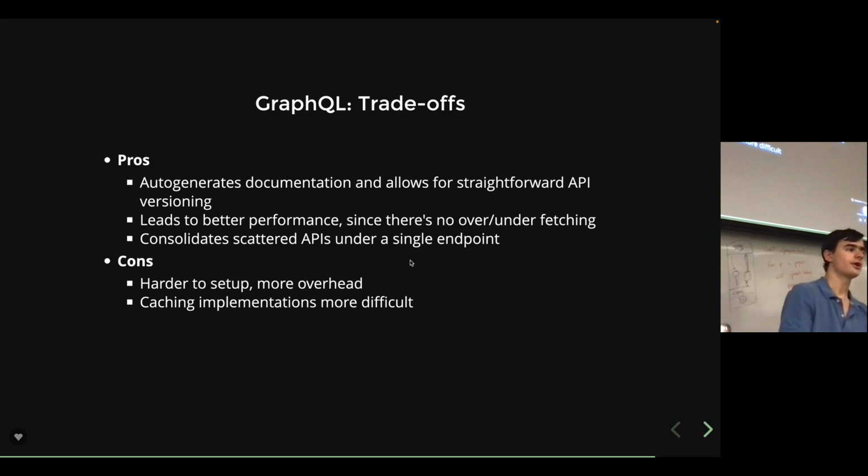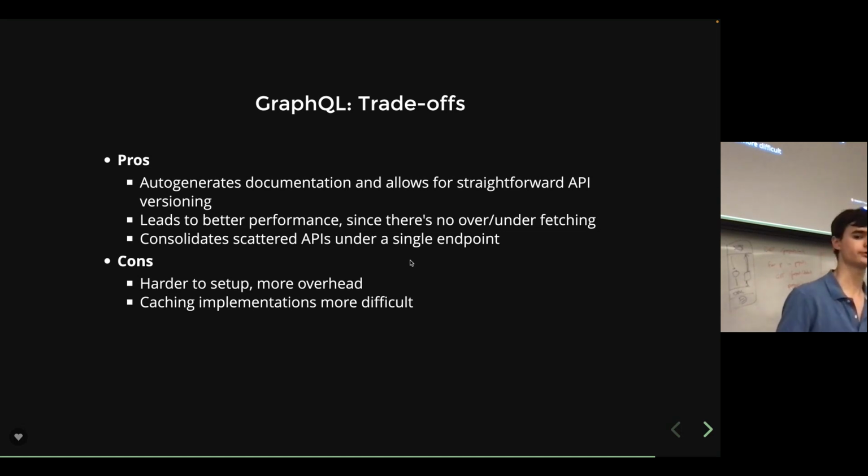Cons. Harder to set up, more overhead. The great thing about REST is that you can just spin up a server like that and then make queries to it. You can use curl and do all this stuff, which doesn't take too much effort. With GraphQL, there's a bit more overhead required, and I think the onboarding is a lot harder. So if you're going to be using GraphQL for your APIs, be prepared to be patient and figure stuff out, because there's a lot to it.